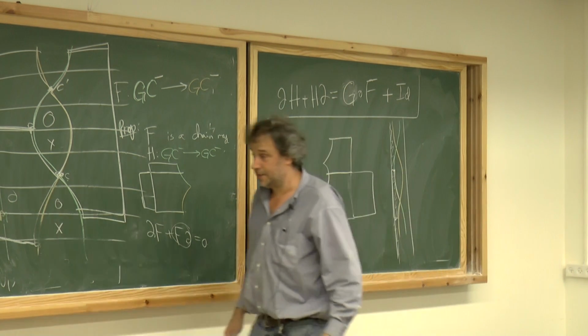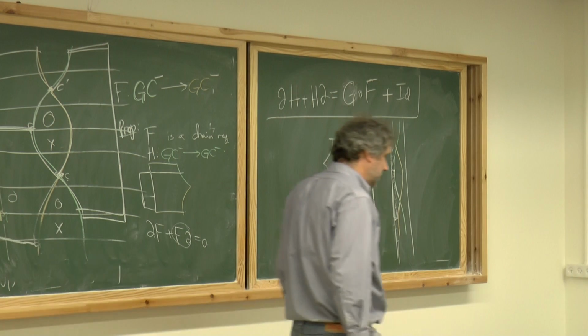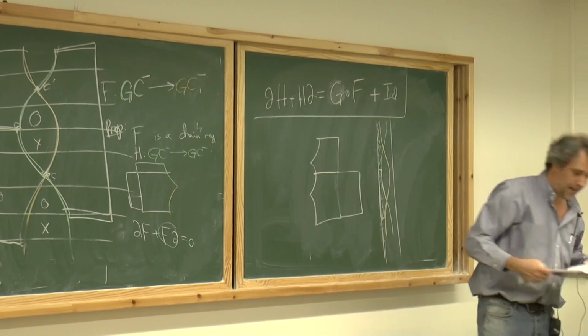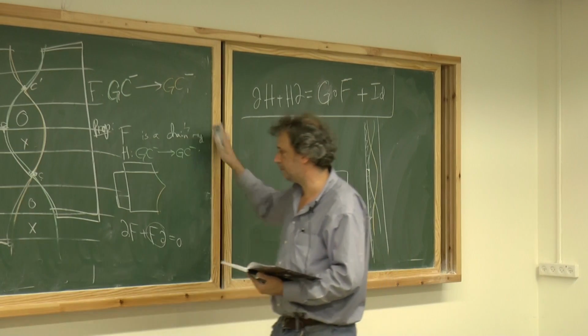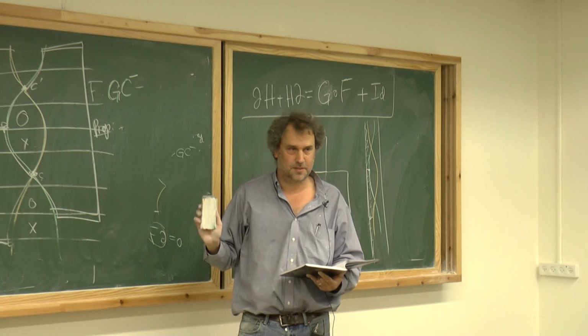Okay, let me just check to see how I'm standing on time. Great. So we're halfway there. We have to now check that grid homology is invariant under stabilization. Any questions? Okay.